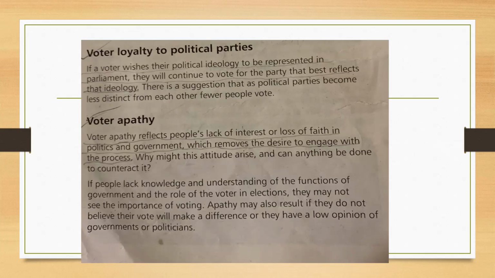Voter apathy. Voter apathy reflects people's lack of interest or loss of faith in politics and government, which removes desire to engage with the process. And a lot of voter apathy comes from young people. They say that all politicians are corrupt, or that none of the two or three political parties are better, meaning there's not much difference in them. So they don't see a need to vote, or they will say whether they vote or not, one particular party will win anyway, or the two of them probably are evil, right? Some voters believe that, so they are turned off from the political process or by the politicians.